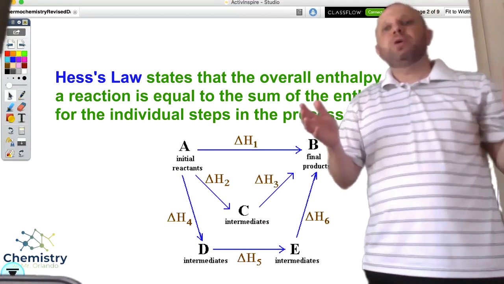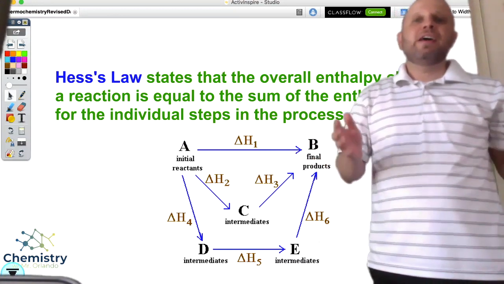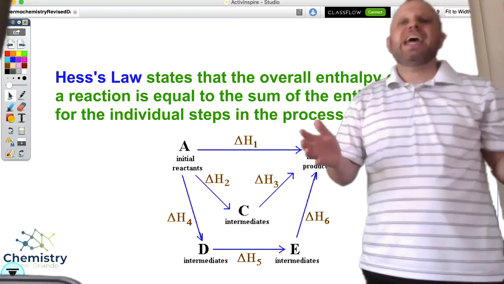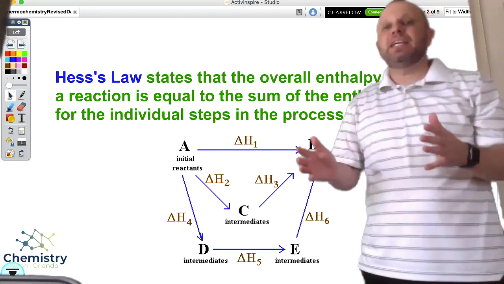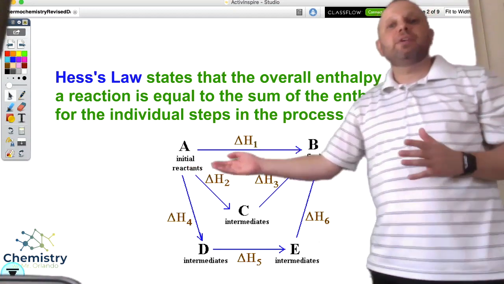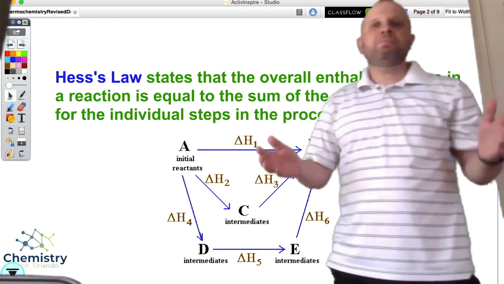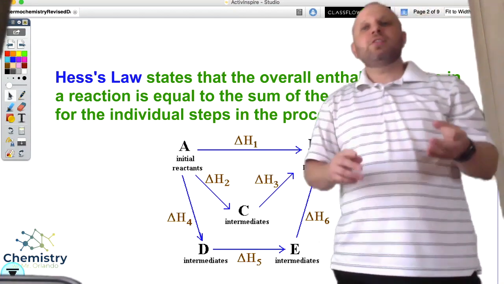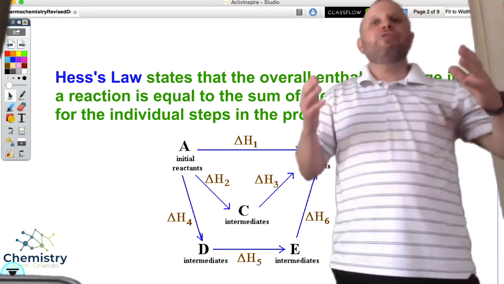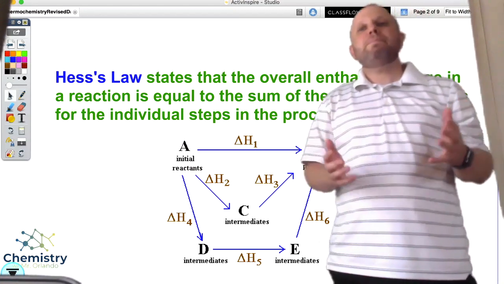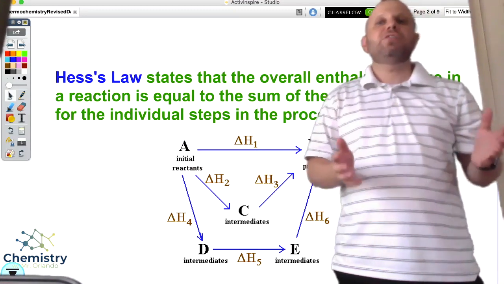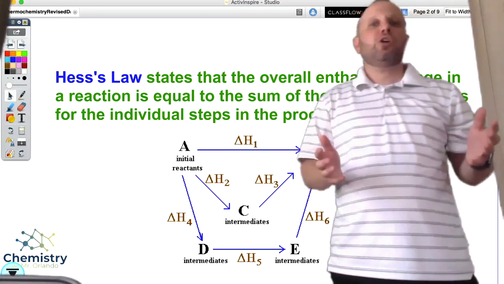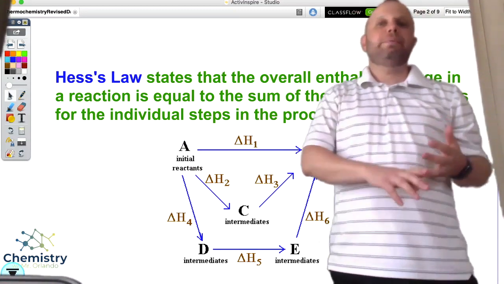Now, what we didn't talk about last week is there might be multiple ways to get from point A to point B. The most obvious one is along this path. But sometimes reactions are dangerous, sometimes they're expensive, sometimes they're slow. So for more than a couple of reasons, you might be looking for an alternate pathway to get the same reaction to occur, but maybe faster or maybe cheaper.